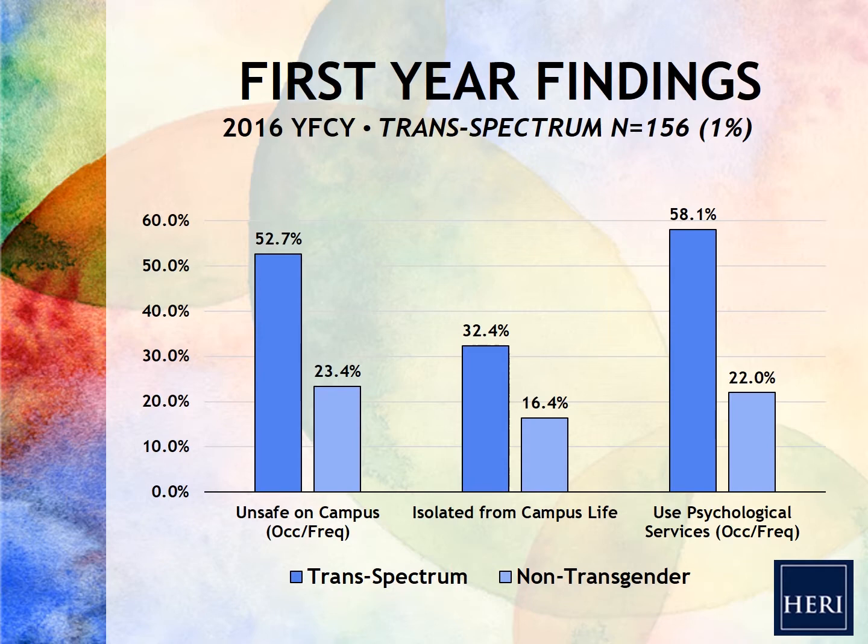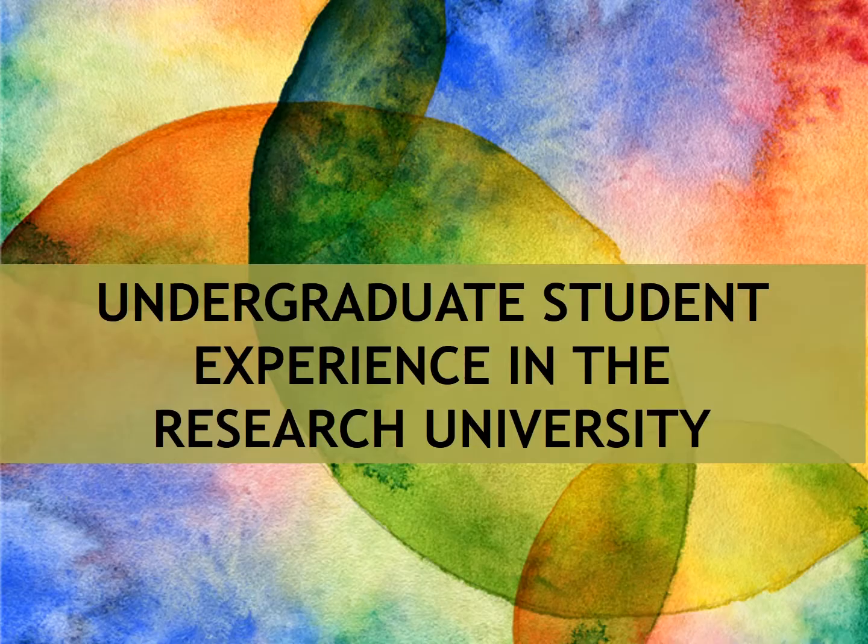Again, looking at some of the end of the first year findings, there were only 156 transgender students in this sample, but what we see here is that, combining frequently and occasionally, the transgender students were more likely to feel unsafe on campus, to use psychological services, and also to feel isolated from campus life. So these trends are not just at the beginning of school, but also at the end of the first year. Okay.